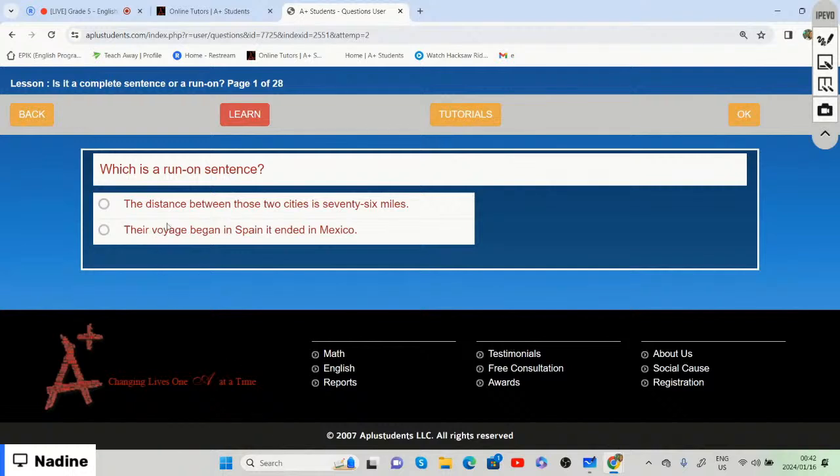Is it the distance between those two cities is 76 miles? Or their voyage began in Spain, it ended in Mexico? So we need to say which one is a run-on sentence. Is it the first one, the distance between those two cities is 76 miles? Or the second option, their voyage began in Spain, it ended in Mexico?